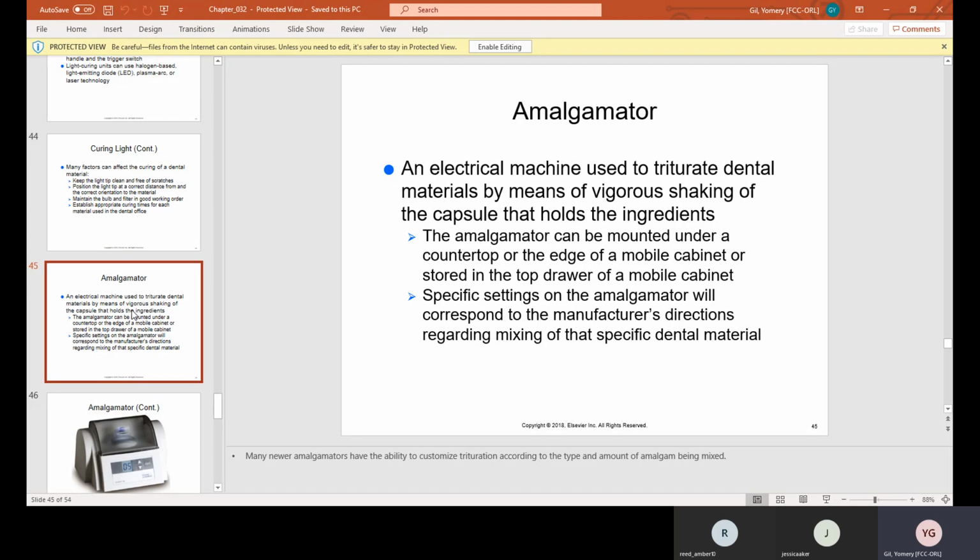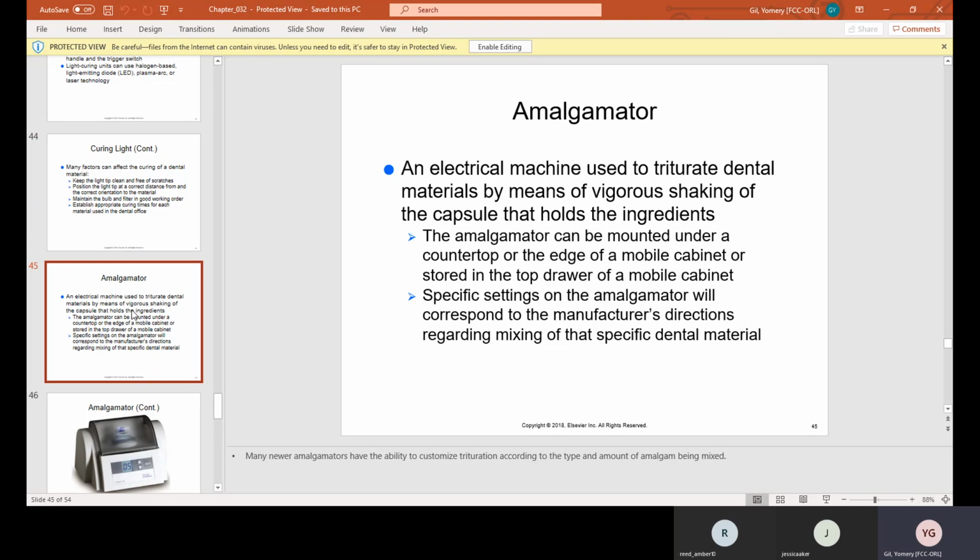So the capsule inside has a powder, and then you put it inside the amalgamator and it shakes very, very fast, and it mixes the powder. And when you open the little capsule, it's going to look like a little silver ball, and that's what you're going to put inside the instrument, and you're going to give it to the doctor for silver fillings.